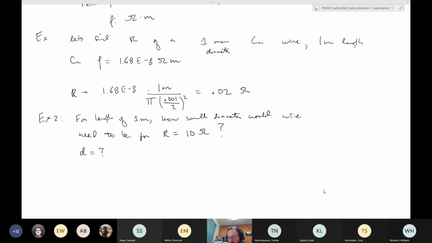And when you get a number, you can throw it in the chat and we can try and converge on a result. Yeah, same resistivity. Sorry, copper. Let me indicate that.